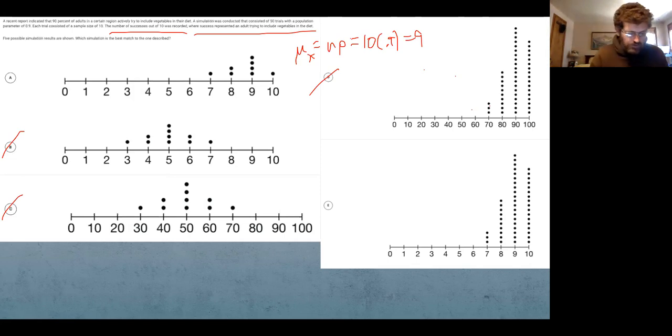The only other thing I need to keep in mind is that each dot represents one trial of 10 sample size. So I should have 50 dots showing that I had 50 samples drawn. And it looks like E has that going on.